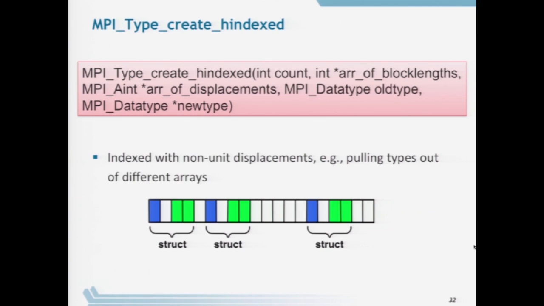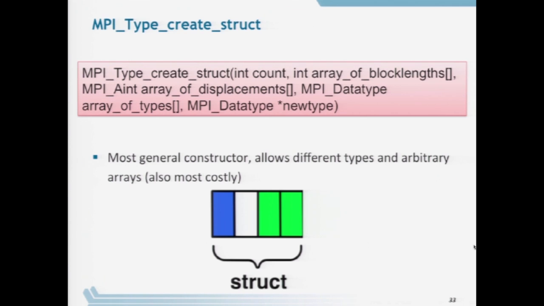And just as for vector, where sometimes you want those displacements not to be multiples of the base type, but in bytes, there's an H version. And that's the only difference between type create indexed and H indexed: what the displacement is relative to.